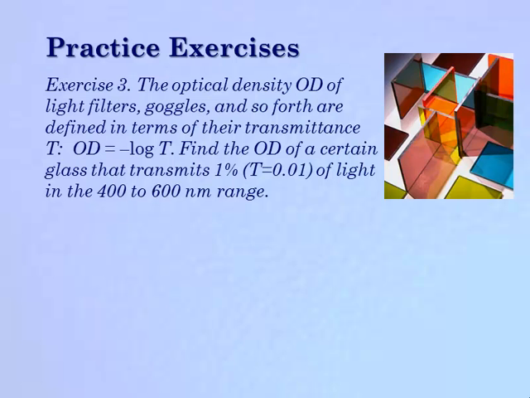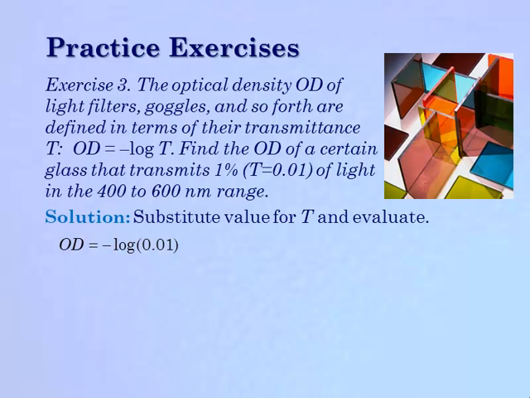Exercise 3 presents us with the optical density problem, and we looked at the OD earlier. The optical density of all these light filters and goggles that you wear in the laser lab and so forth are defined in terms of their transmittance. So OD is equal to negative log of T. So we can find the OD instead of being given the OD. So we can find the optical density of a certain glass that transmits 1% of the light. So we substitute in the value of T and evaluate it.